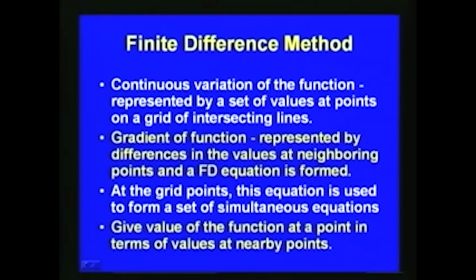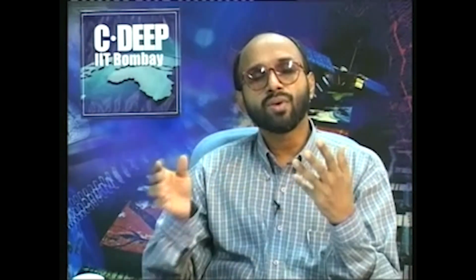So, we have various grid points as explained here. This equation is used to form a set of simultaneous equations, and finally it gives the value of the function at a point in terms of the values at nearby points. Once we form the difference equations, we will know the boundary conditions, or at least at a few grid points we will know the values.